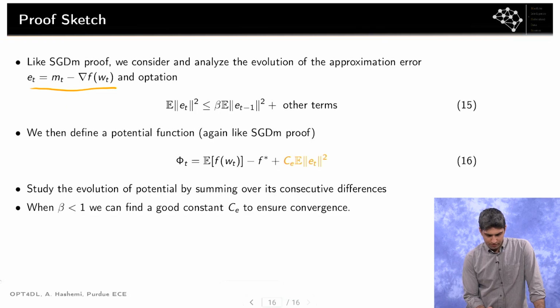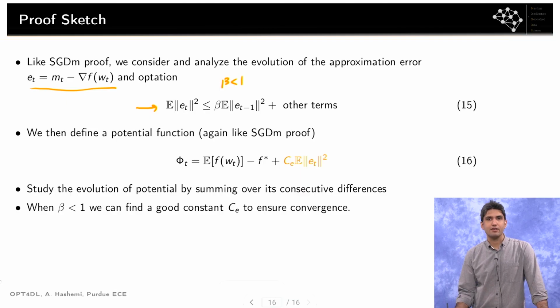We're going to do this, and using our assumption and some useful inequalities, we can establish a recursion that basically says the error at time t is less than or equal to beta, which is crucially less than 1, times the previous error plus some other terms. This was very similar to what we discussed in the context of SGD with momentum. And we said there that whenever you have this additional source of error, you want to construct a potential function which integrates this additional source of error. And this is exactly what we will do.